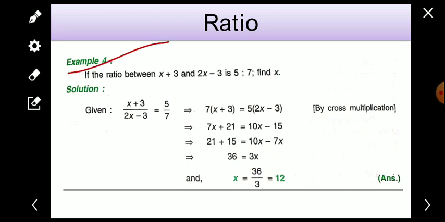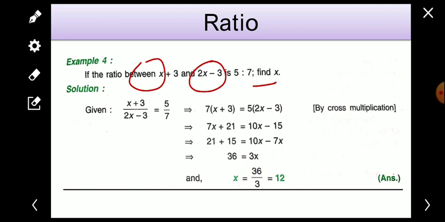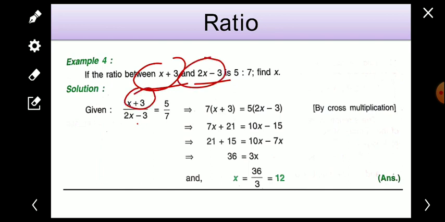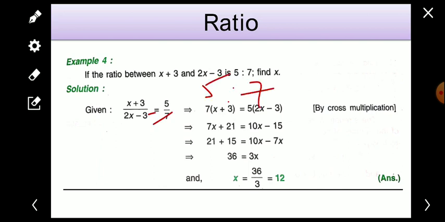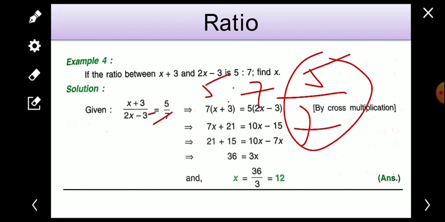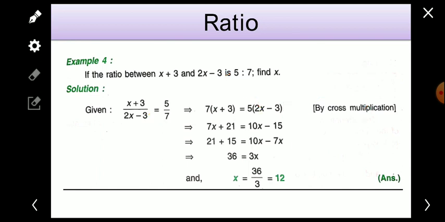So, example 4. One example is there: the ratio between x plus 3 and 2x minus 3 is 5:7, and we have to find x. Very simple, just write it in the form of a ratio or a fraction. So the ratio of this and this is given, so at first we will write x plus 3 by 2x minus 3. The ratio is equal to 5:7. It means it can also be written as a fraction. Ratio can be written as a fraction. So the ratio of this and this is equal to 5:7, it means 5 by 7.